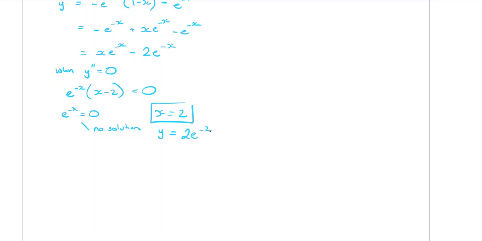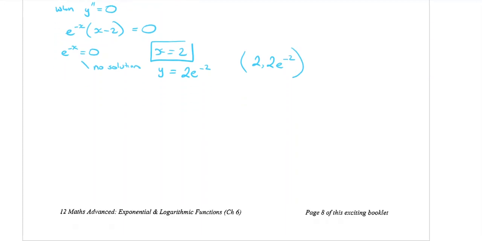Okay, then, so I think I have a point of inflection at 2, 2e to the negative 2. Can I leave it like that? No, because I have to always make sure that it's a point of inflection by doing something else, which is a special table, the concavity table. Okay, the concavity table.